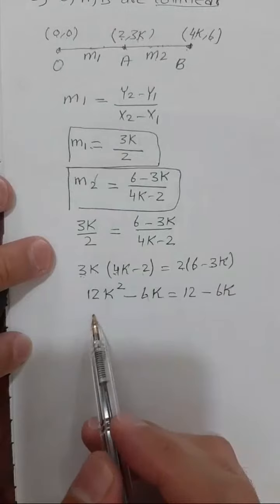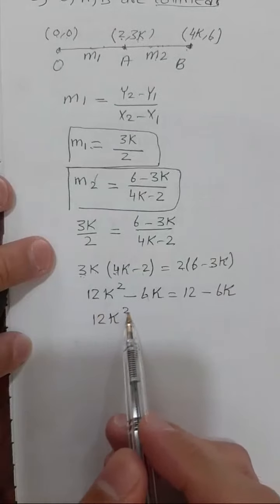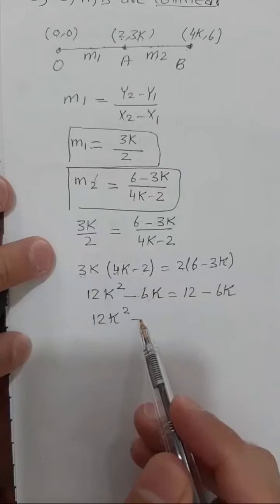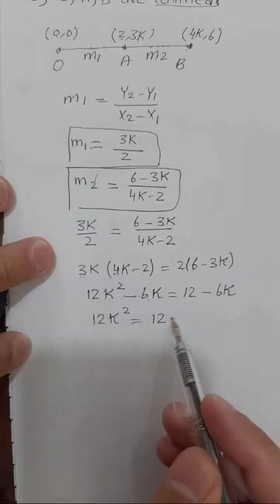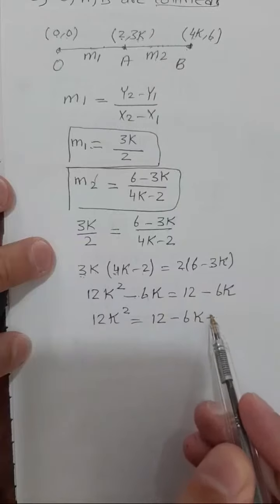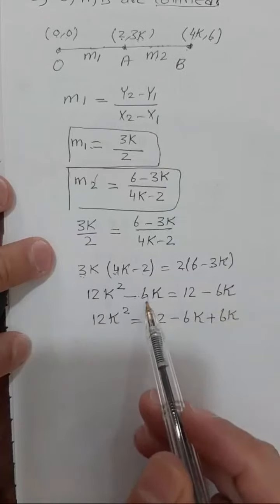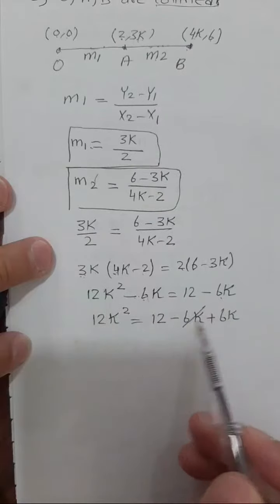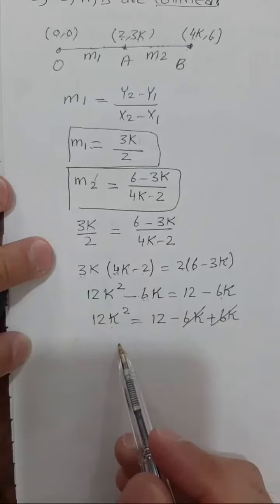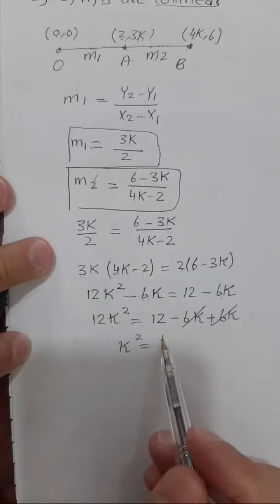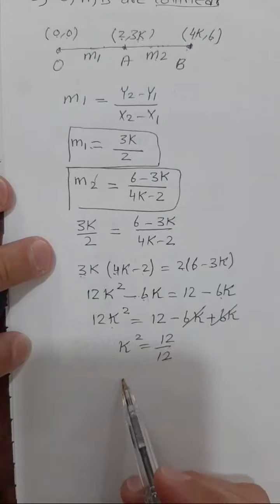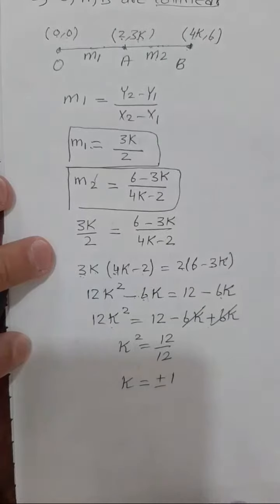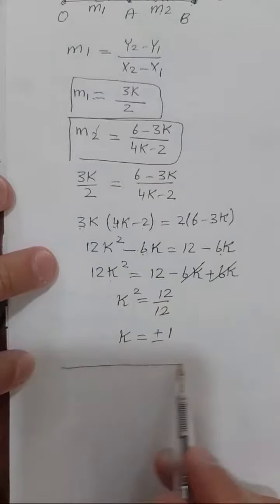Now from here we need to find the value of k. Move minus 6k to the right side, so 12k square will be equal to 12 minus 6k plus 6k. When you move this minus 6k to the right side, it becomes plus 6k, and they cancel. So 12k square is equal to 12, so k square will be equal to 12 over 12, and upon taking the square root on both sides, you will get plus minus 1 as the value for k.